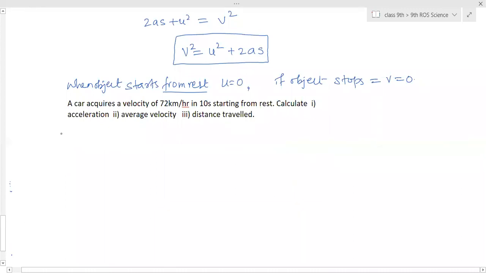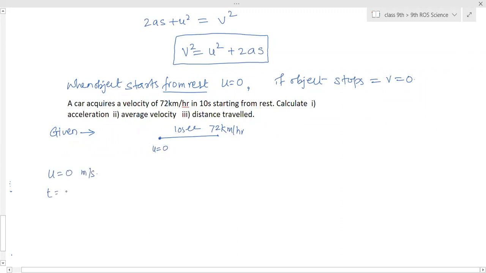So now we have to start with the question. First, we always have to write the given things. What are the things given? Then we will get the idea which equation we have to use. The car acquires a speed of 72 km per hour in 10 seconds starting from rest. So the object has started from rest and gained the speed of 72 km per hour in a 10-second duration. That means initial velocity is 0. u is equal to 0 meter per second.